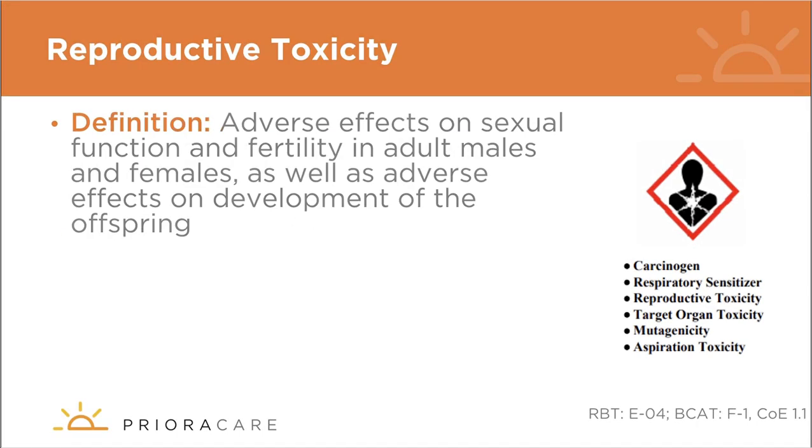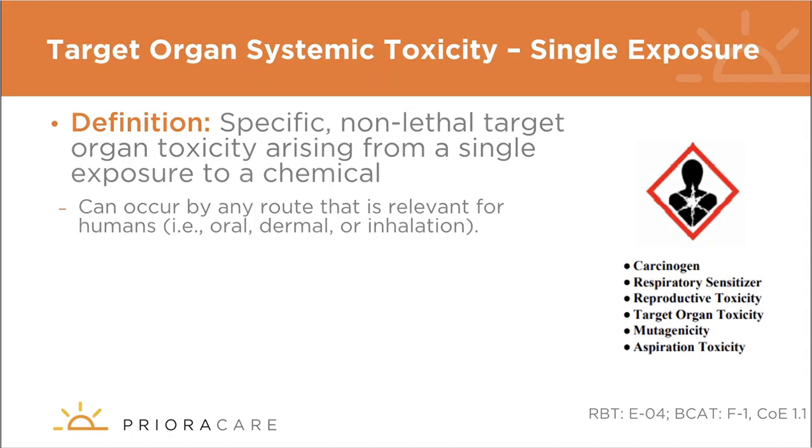The next type of health hazard we will go over is called reproductive toxicity. This includes adverse effects on sexual function and fertility in adult males and females, as well as adverse effects on development of the offspring. Another type of health hazard is target organ systemic toxicity, single exposure, which is specific, non-lethal target organ toxicity arising from a single exposure to a chemical. This can occur by any route that is relevant for humans, such as oral, dermal, or inhalation.